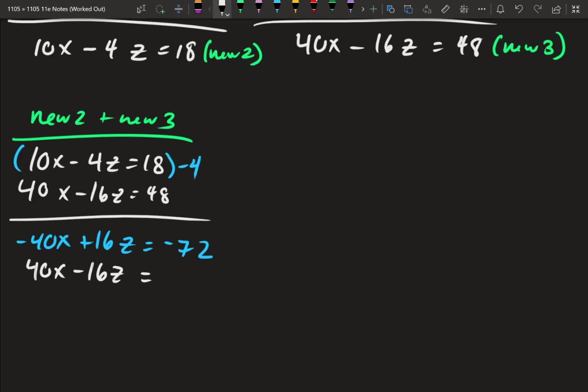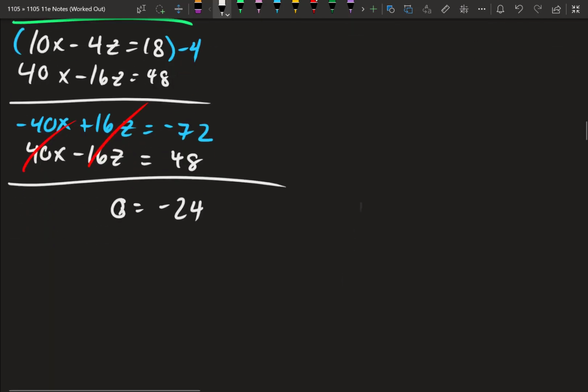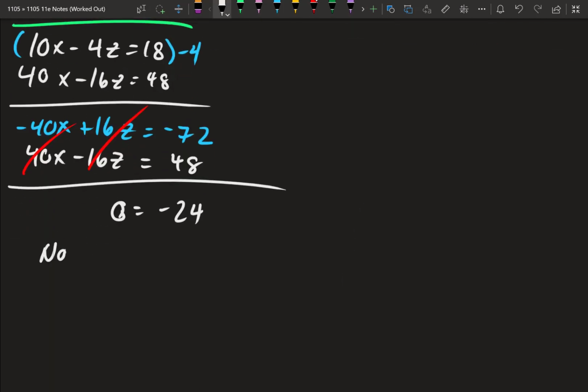Oh my gosh, what the heck is happening? Everything canceled out. So we have 0 equals -24. Does 0 equal -24? Nope. Never. I can make 1 equal 2, but that's a whole different story. But nope, that is not true. No solution.